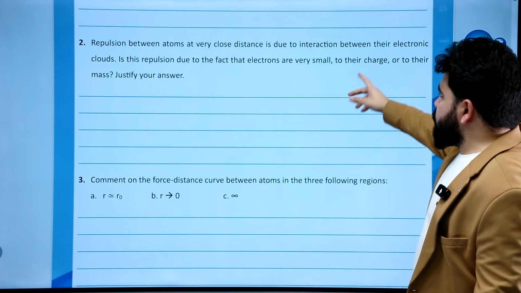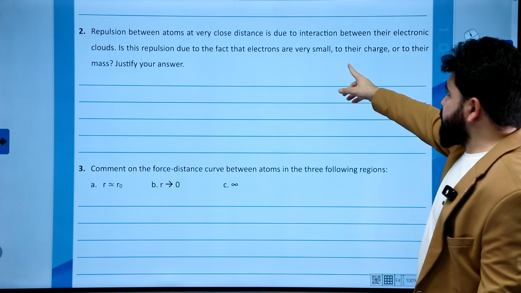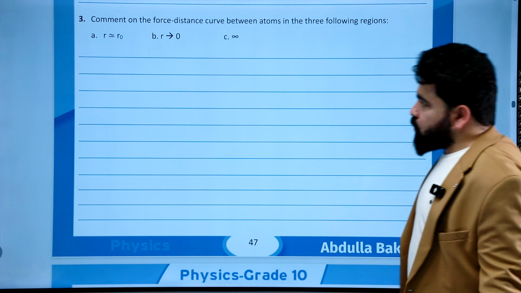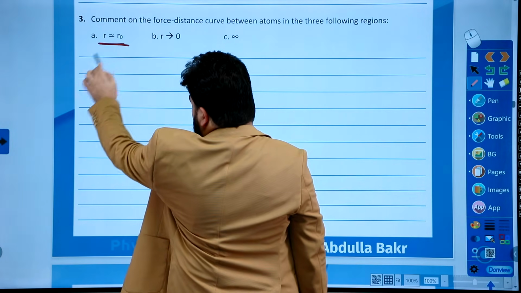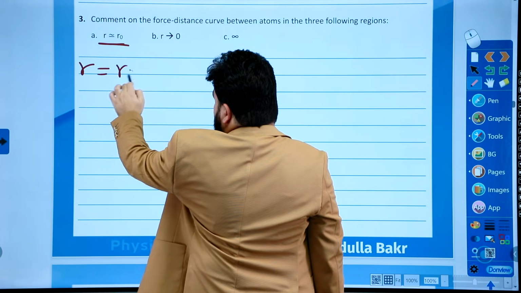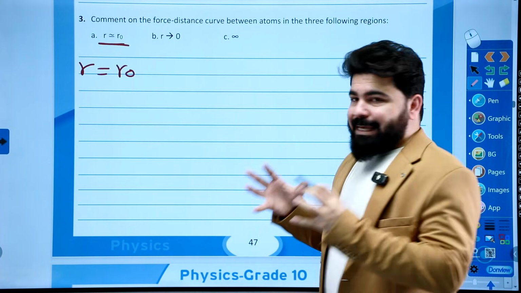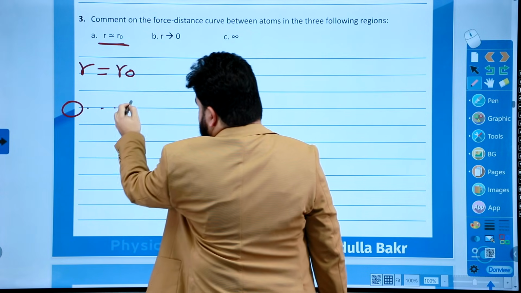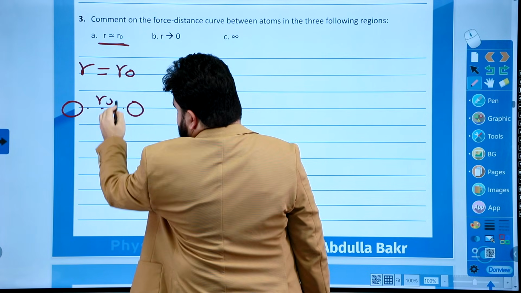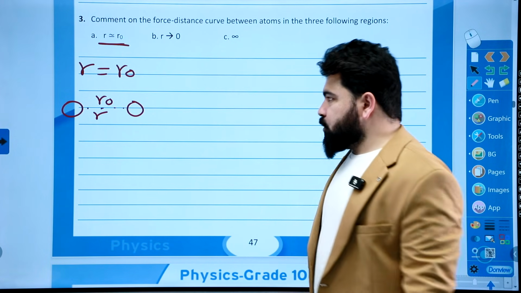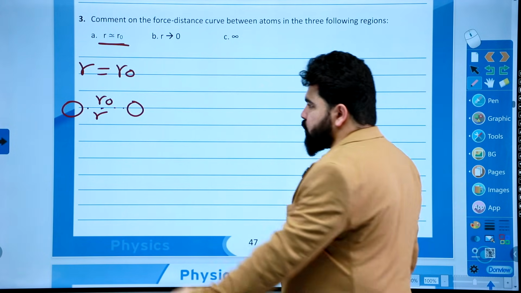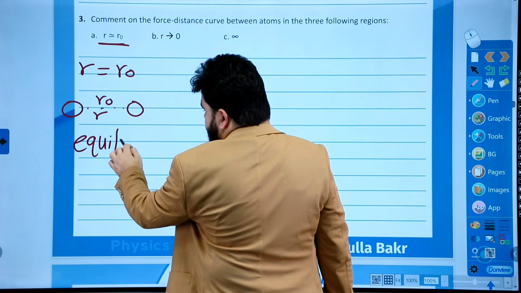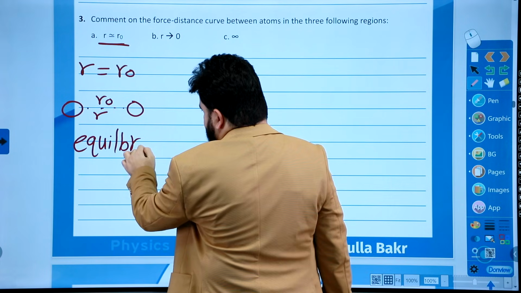Repulsion between two atoms is due to interaction between the electrons. Is it because they're small? No, it's because of the charges. This question is also really important. It's the same as the question above. It says if R is equal to R naught, what does this mean? It means that the distance between the two atoms is the same and doesn't change. So what's going to be the force between them? Of course, this will not be repulsion or attraction. It's going to be equilibrium state.